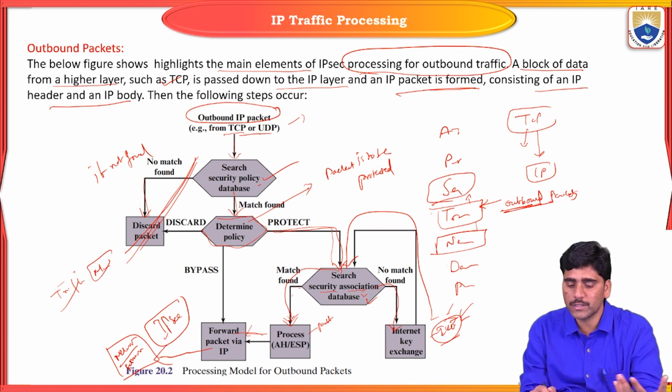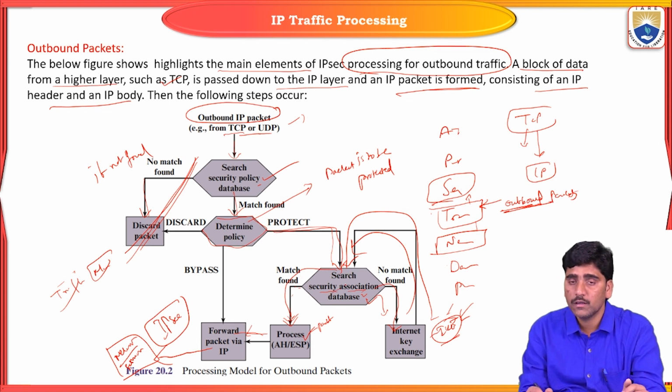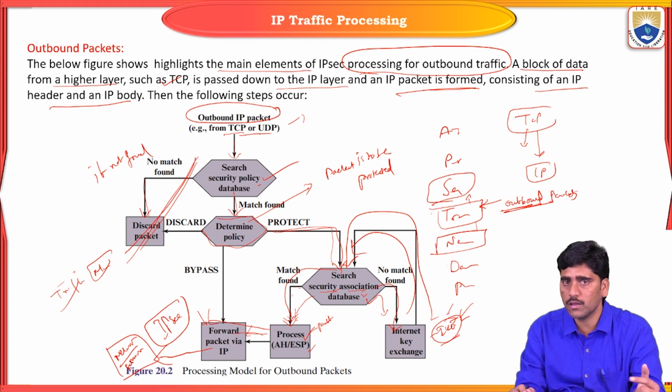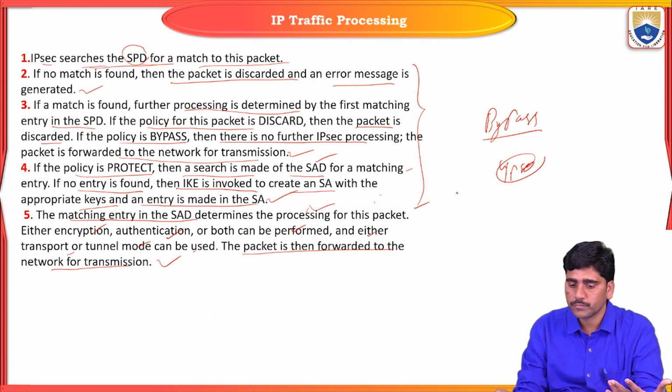If a match is found in the security association database, then it is processed by the authentication header as well as the encapsulating security payload. If no match is found, then keys have to be generated with the help of the internet key exchange mechanism. After generating them, it is once again verified with the security association database. Now the packet is processed by both the authentication header and the encapsulating security payload, and is then transferred to the next layer. This is called outbound packet transmission, or outbound traffic processing.